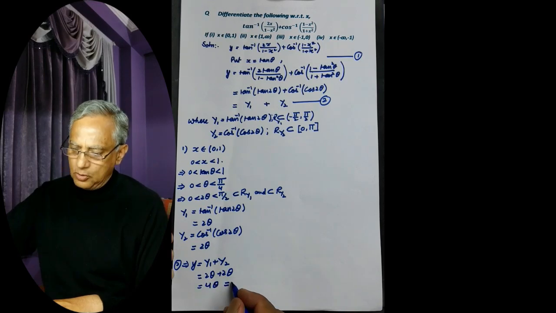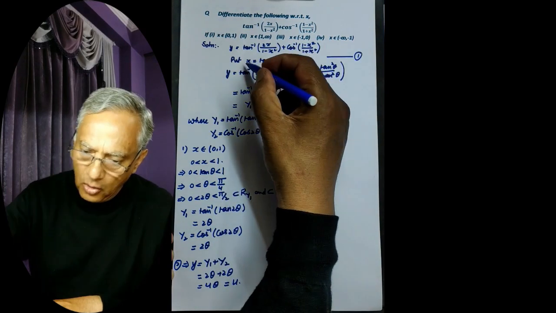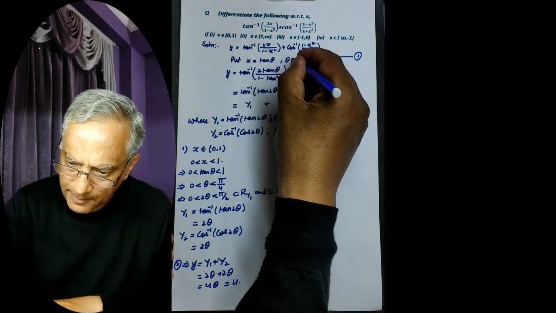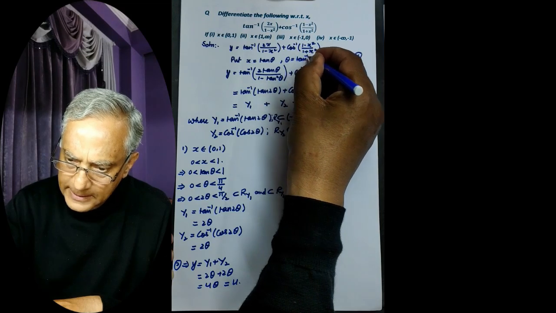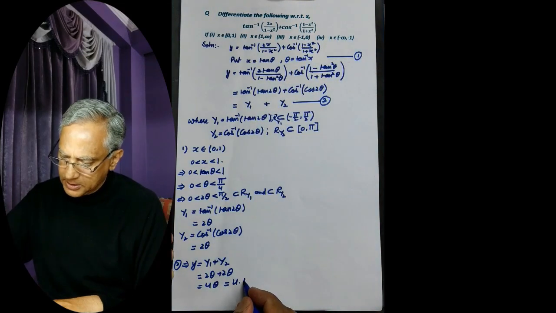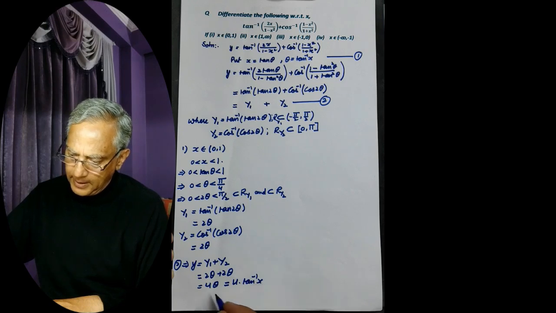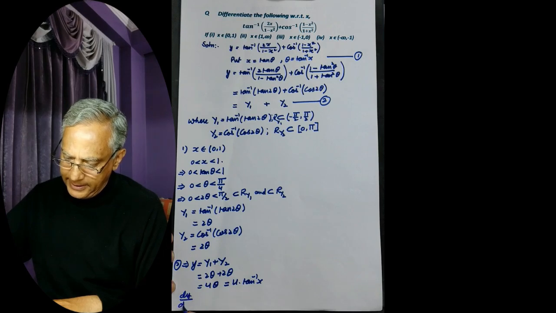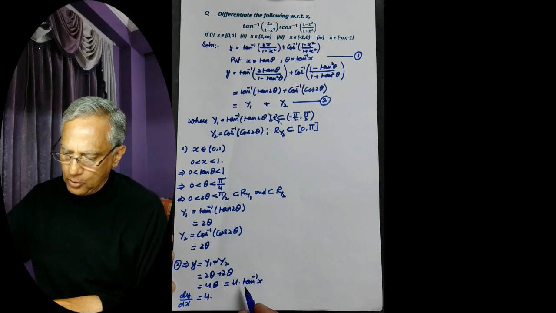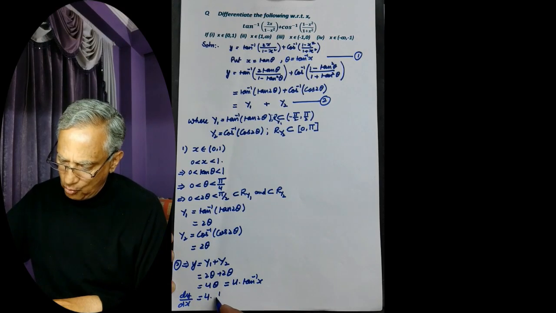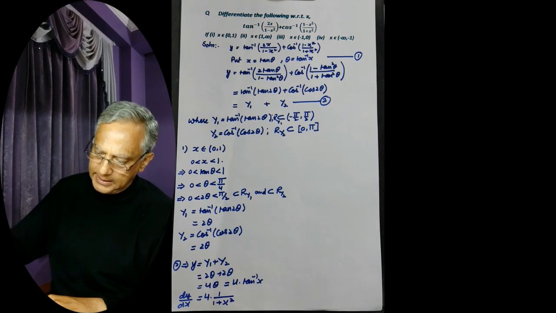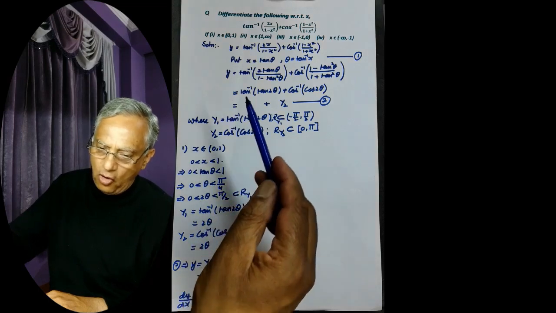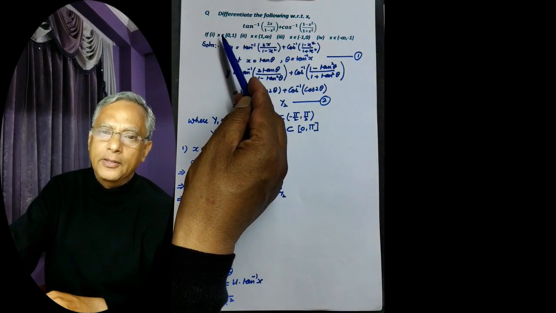That is, y is equal to 4 into theta. Now x is tangent theta, therefore theta must be equal to tan inverse x. Now we differentiate this. Therefore, dy by dx is equal to 4 into d by dx of tan inverse x, which is 1 over 1 plus x square. Okay, so this is the answer. This is the derivative of this function in this interval.